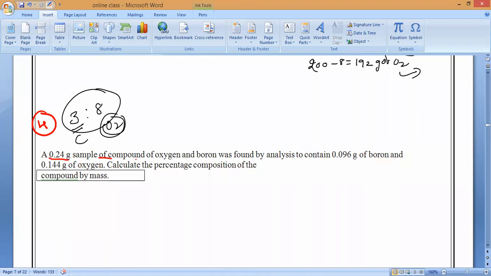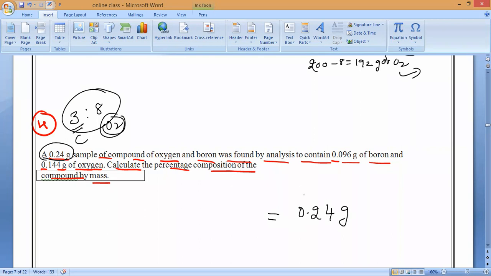0.24 grams of a sample of a compound of oxygen and boron was found by analysis to contain 0.096 grams of boron and 0.144 grams of oxygen. Calculate the percentage composition of the compound by mass. Have you understood? What is the mass of the compound? 0.24. All of you should understand that.